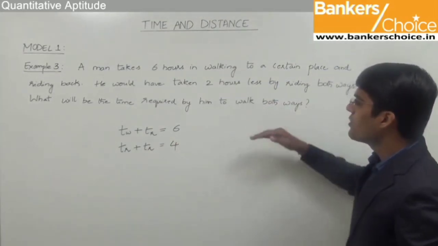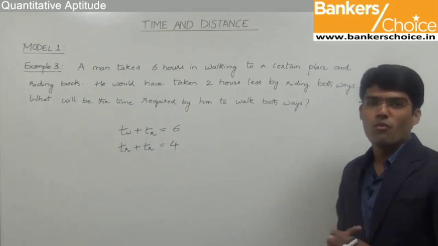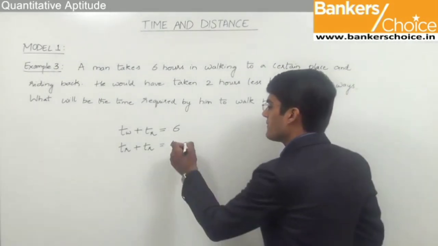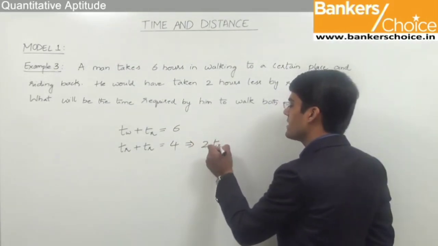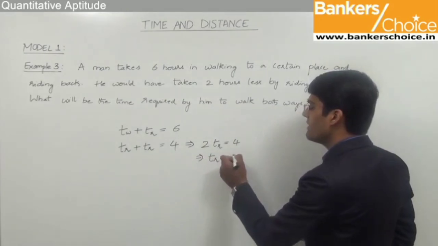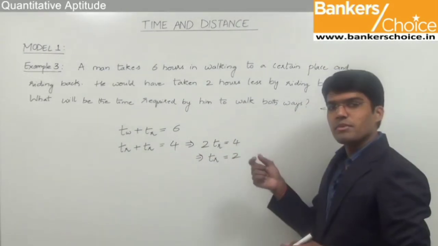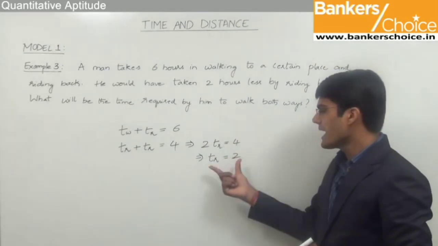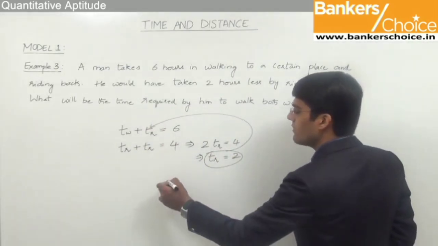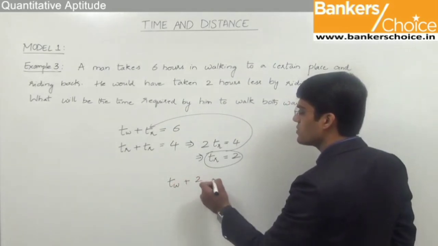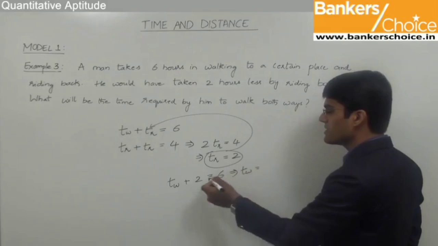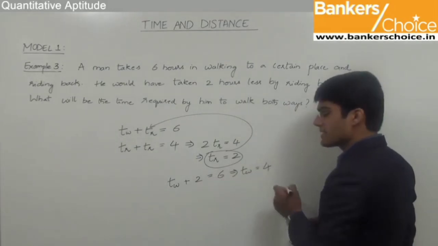So we are supposed to find out what will be the time required by him to walk both the ways. Let us see how we can get the answer here. First of all, we know that from this equation, twice the time taken to ride will be equal to 4 hours. So very clearly the time required to ride will be 2 hours. That means if the person rides from one point to the other, the time taken will be 2 hours. So if we substitute this time of 2 hours in the first equation, we can say that time taken to walk plus 2 hours is equal to 6. So from this, the time taken to walk one side of the journey will be 6 minus 2, 4 hours.